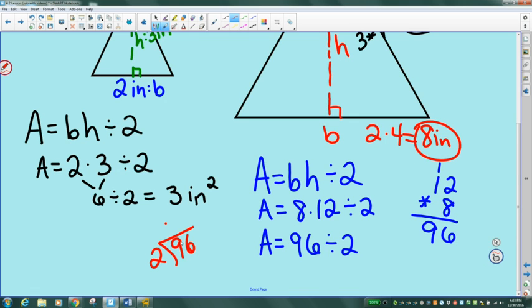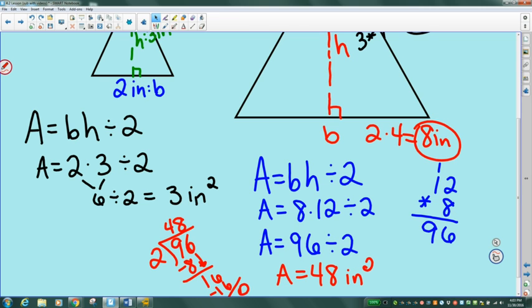2 goes into 9 4 times. 4 times 2 is 8. 9 minus 8 is 1. Bring down the 6. 2 goes into 16 8 times. 8 times 2 is 16, with none left over. So my answer is A equals 48 inches squared. Okay? So my original one, my first triangle, was 3 inches squared. My second triangle, my larger one, is 48 inches squared.